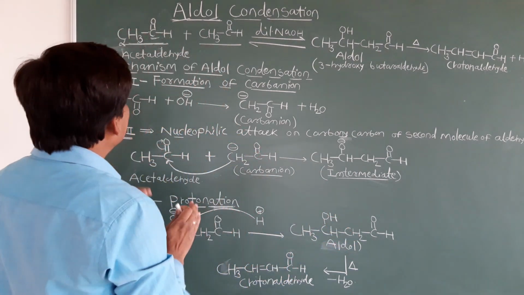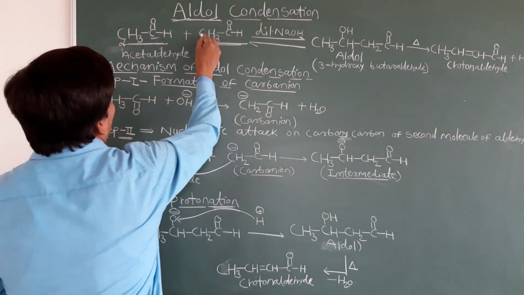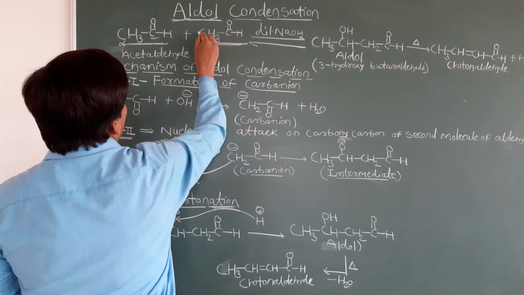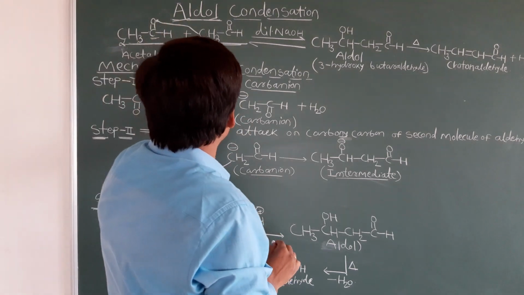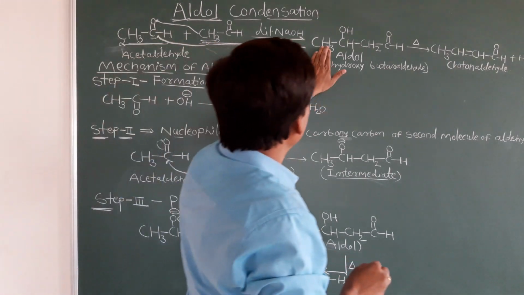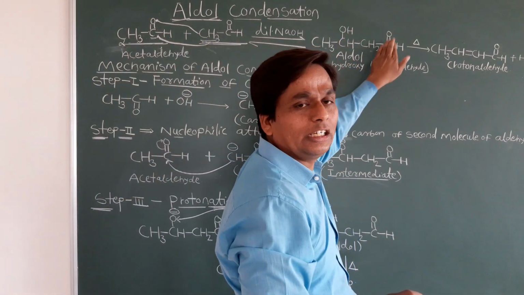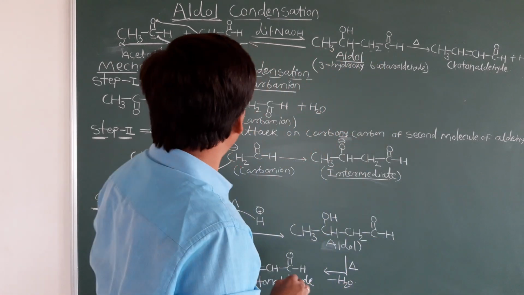So what happens in this reaction? From the second molecule of aldehyde, one hydrogen from the CH3 group is released and attached to the oxygen. What remains is CH2, and this whole CH2CHO group attaches to this carbon. This gives CH3CHOH CH2CHO. This is the aldol. Now, is it clear how this aldol is formed?